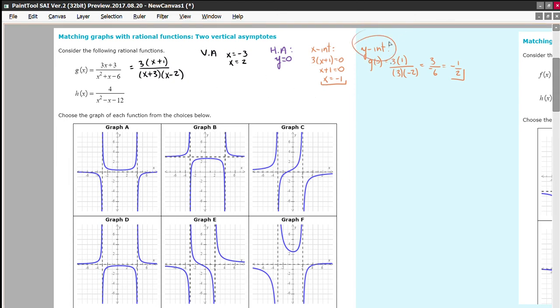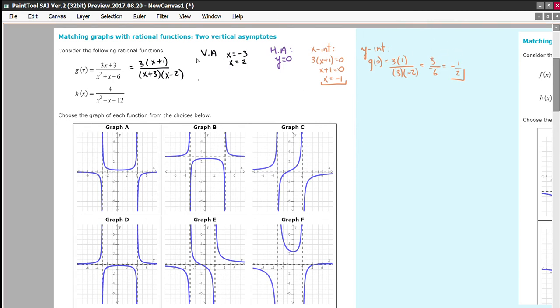Lastly, to find the y-intercept, what you have to do is evaluate your function in 0. So if I evaluate my factorized function, because it's easier, in 0, this would be 3 times 1 over 3 times -2. This gives us 3 over -6, so that is -1/2.